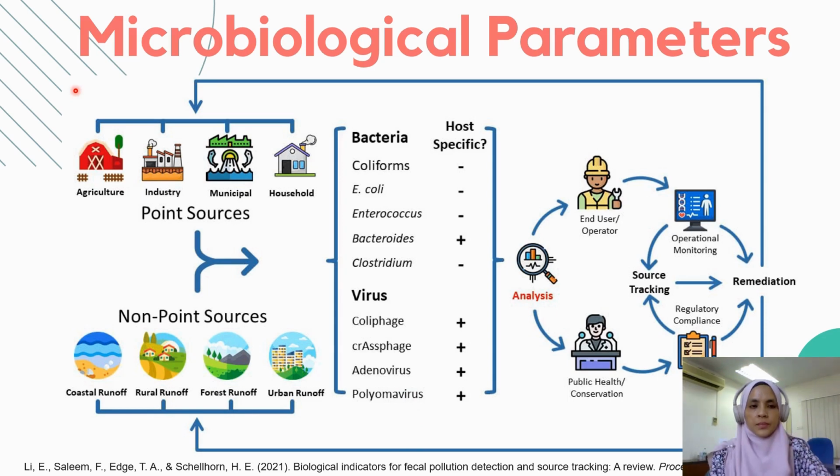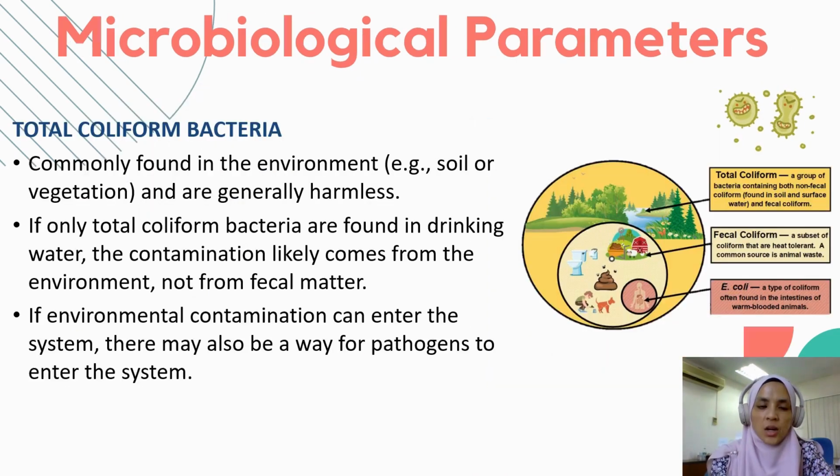Okay, so this figure is from Biological Indicators for Fecal Pollution Detection and Source Tracking, a review paper from the Processes journal, written by Li et al., 2021. Okay, so let's go to the first microbiological indicator. The first one is of course the total coliform bacteria.